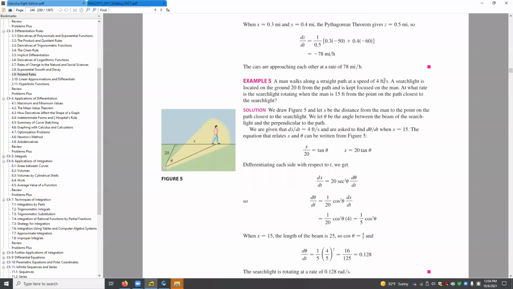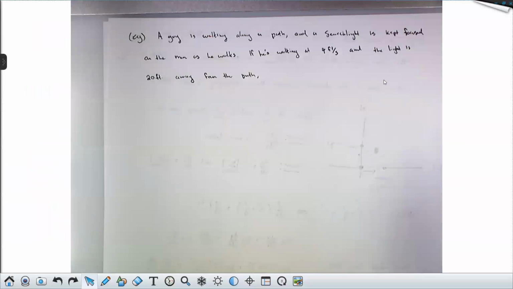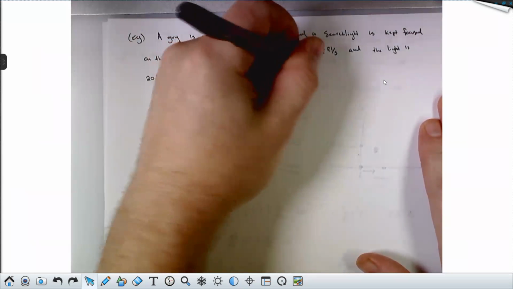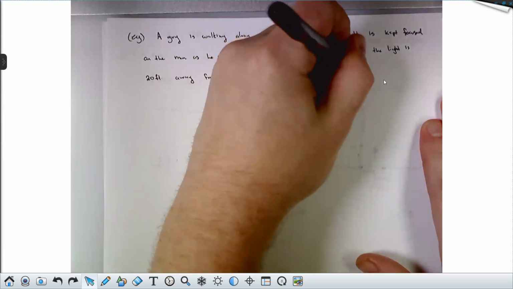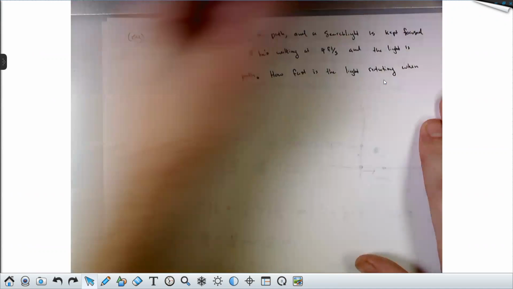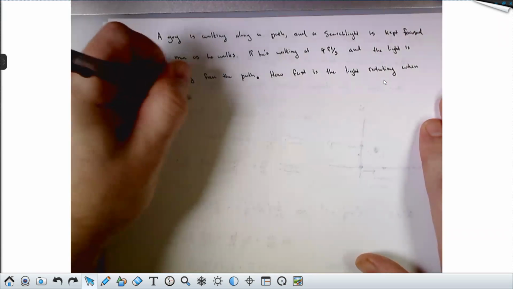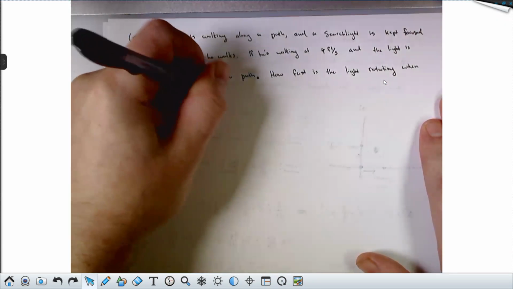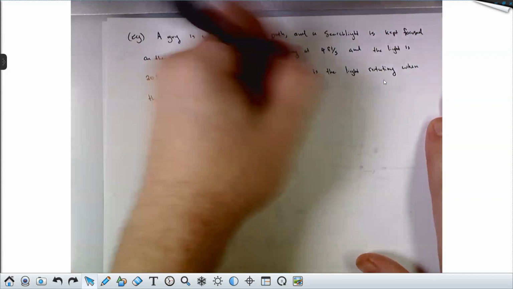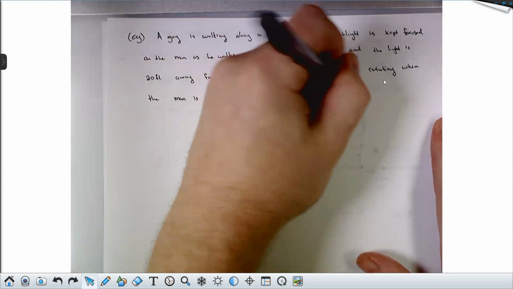We want to know how fast the light is rotating when the man is 15 feet past the point on the path closest to the light.